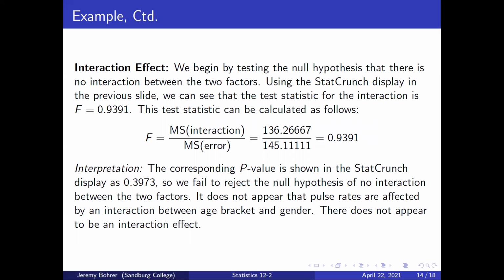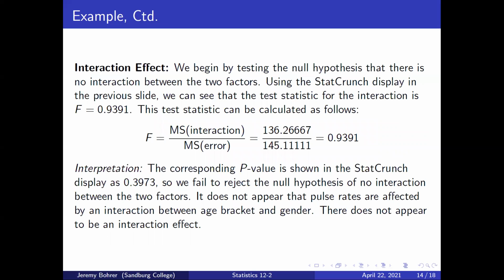Interaction effect. We begin by testing the null hypothesis that there is no interaction between the two factors. Using the StatCrunch display in the previous slide, we can see that the test statistic for the interaction is F equals 0.9391. This test statistic can be calculated as follows: F equals MS interaction over MS error, which is equal to 136.26667 divided by 145.11111, which is equal to 0.9391.